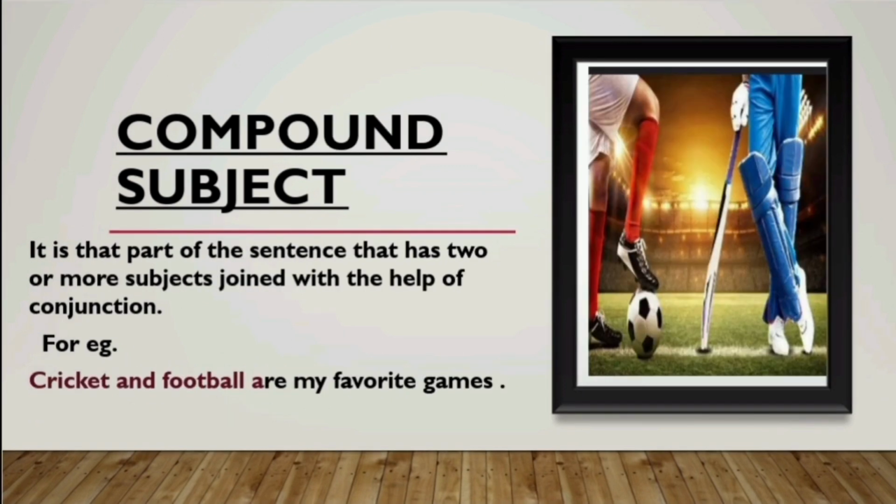The third and the last type of subject is a compound subject. It is that part of the sentence that has two or more subjects joined with the help of a conjunction. Very easy, right? A compound subject is one in which there is more than one subject. It could be two or more, and it has a conjunction as a joiner, as a connector. Have a look at this example here. Cricket and football are my favorite games. So, two subjects joined by a conjunction is called a compound subject.